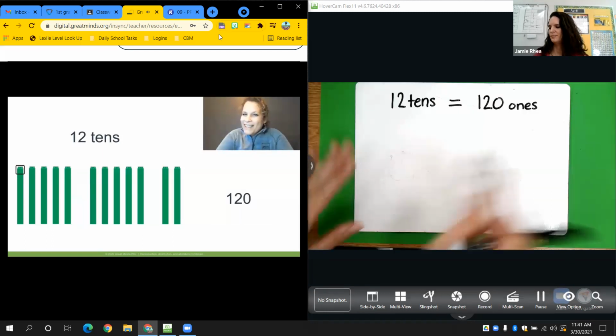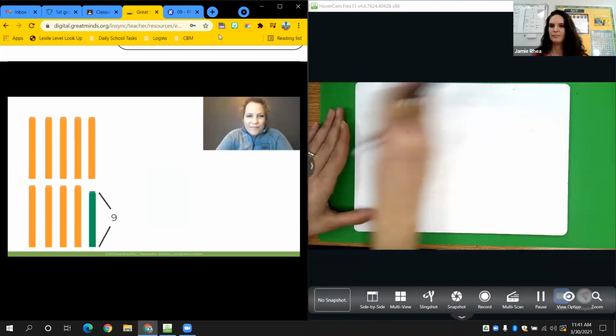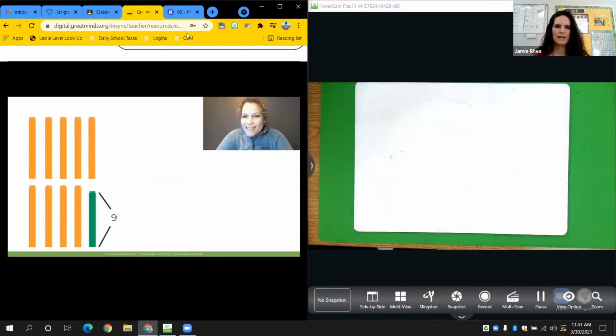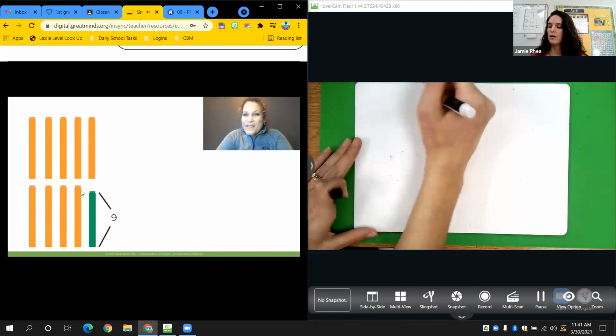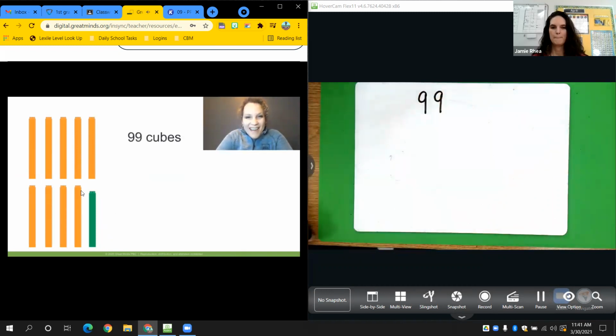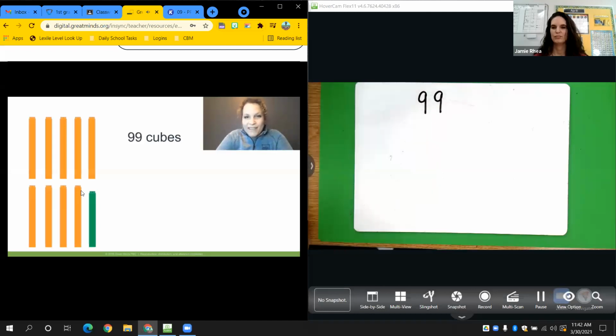Clear your boards. Let's try another. How many cubes do you see? Show me red when ready. 9 tens, oh, and then 9 ones. So show me 9 tens, 9 ones. There are 99 cubes. We see 9 tens and 9 individual ones or cubes. So 9 tens and 9 ones would make 99 altogether.